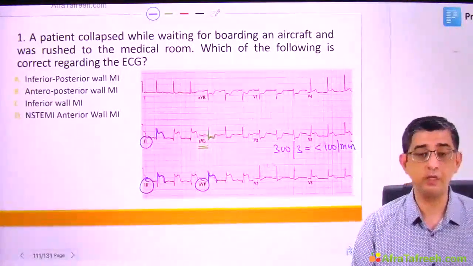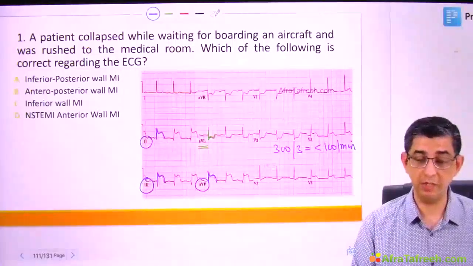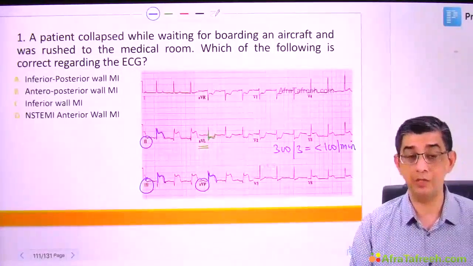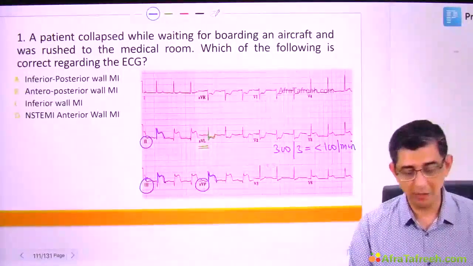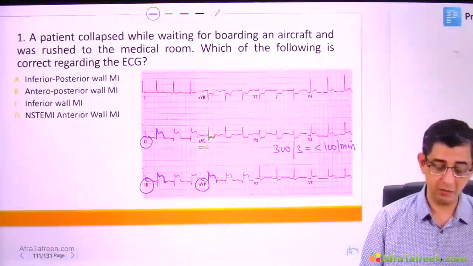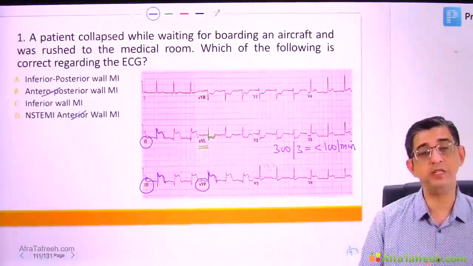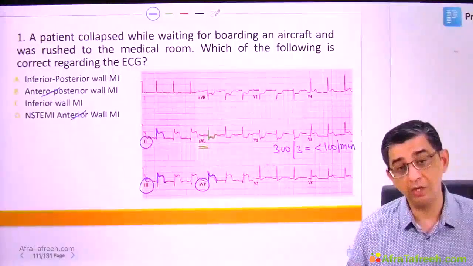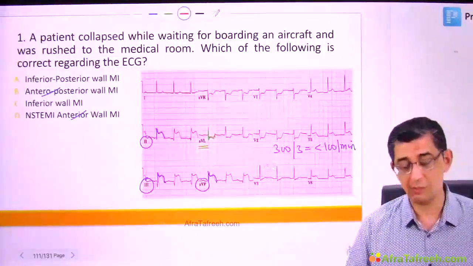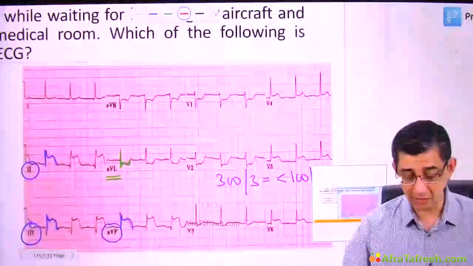Now, the point is there are two options present, inferior wall MI and inferior posterior MI. So I need to be a little careful before I comment on the diagnosis. Obviously, I can straight away rule out an anterior wall MI, because anterior wall MI will mainly have findings in V1 to V6. Now, look at what is happening in V1 to V6 in this patient. That's the main crux of this discussion, guys.